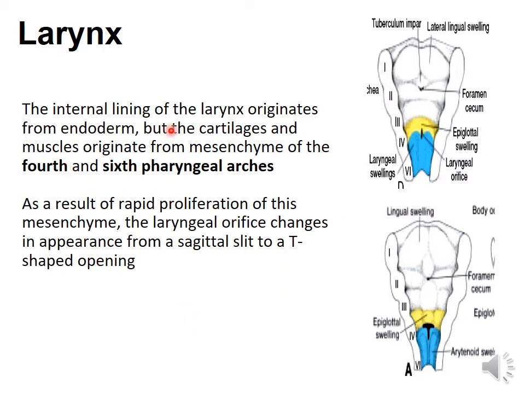The larynx has an internal lining which originates from the endoderm, whereas cartilages and muscles are derived from the fourth and sixth pharyngeal arches. There is rapid proliferation of this mesenchyme, and this causes the change of the laryngeal orifice from the sagittal slit into a T-shaped opening.